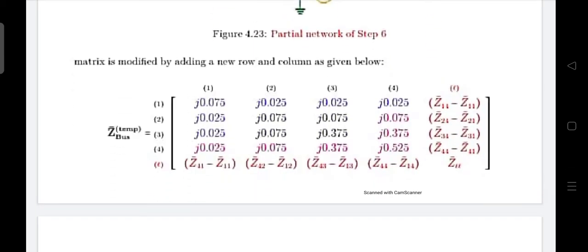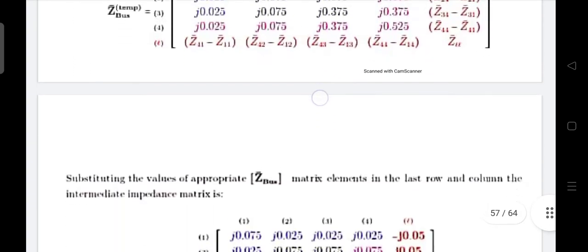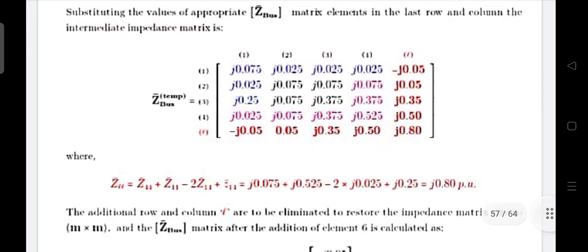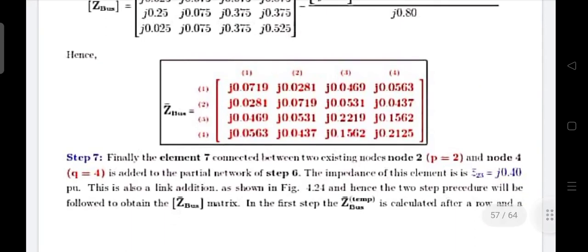So first we have to gain old impedance. Here we are getting our row and column, the difference between fourth and first bus. Okay, and the diagonal value will be like this: Z44 plus Z11 plus 2 Z14 plus the impedance of that line. And now as we are not adding any new buses, the order of our impedance should remain same as 4 cross 4. So we have to do subtraction and it will give us the value of Z bus.